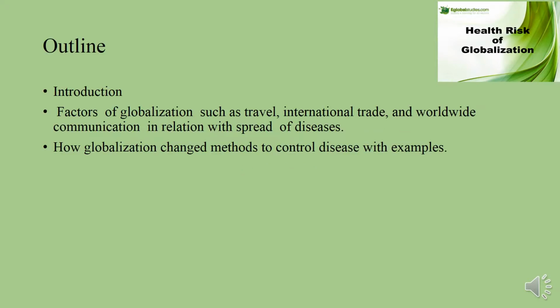Start with the outline. It's really a short presentation, but with the vital information. Start with the introduction, talking about what globalization is, then factors of globalization such as travel, international trade, and worldwide communication in relation with spread of diseases. And then lastly, I'll talk about how globalization changed methods to control diseases with specific examples, and then I conclude.